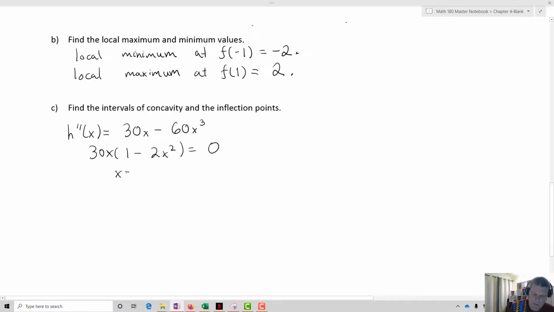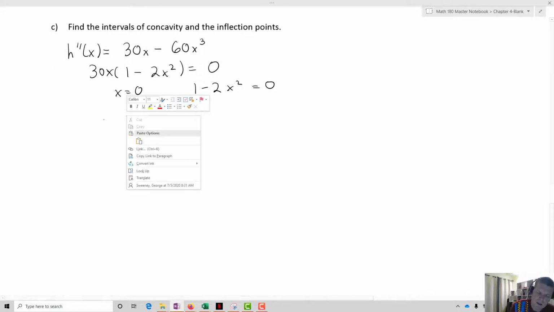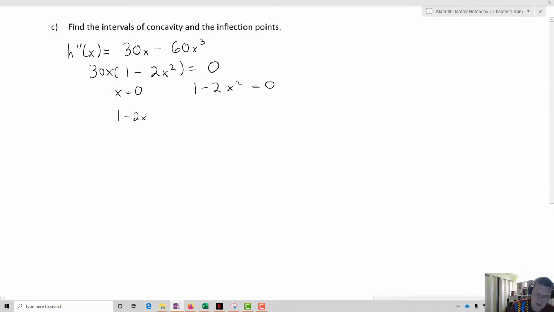Okay. So we'll let x equal 0. And that'll be 1 minus 2x squared will also equal 0. So 1 minus 2x squared equals 0. That'll give me negative 2x squared is equal to negative 1. x squared is equal to 1/2. So x is equal to plus or minus the square root of 1/2, which is equal to plus or minus root 2 over 2. So those are inflection points.